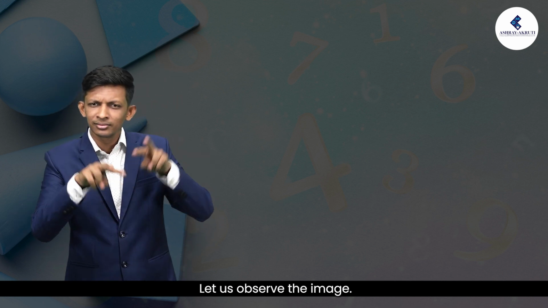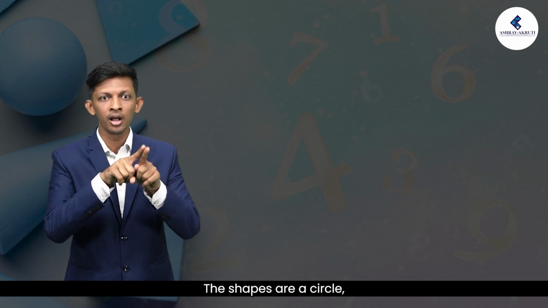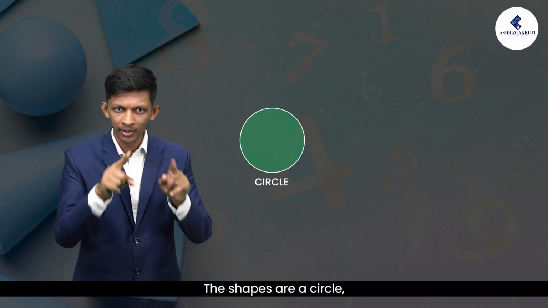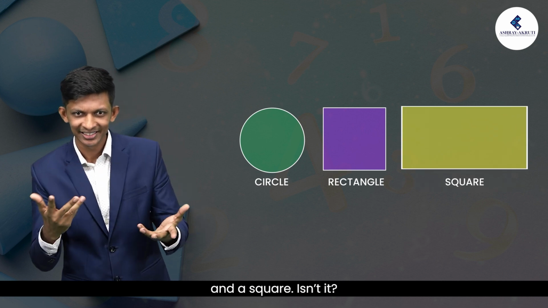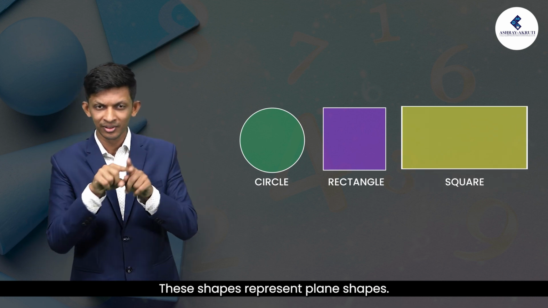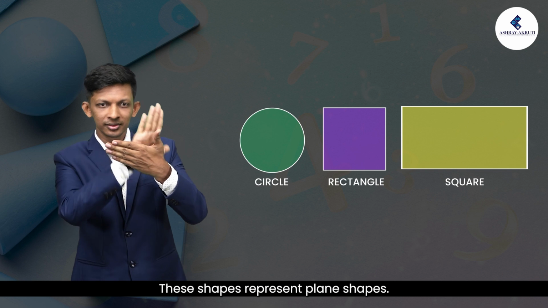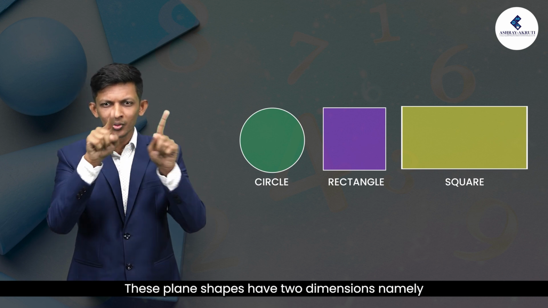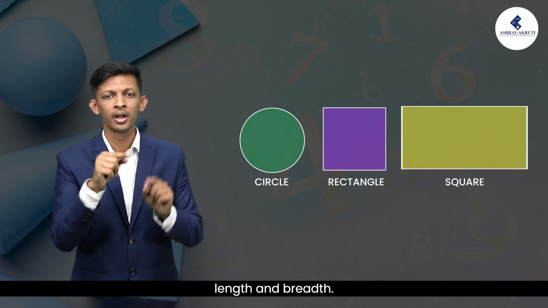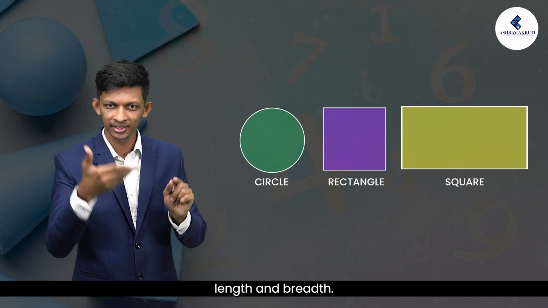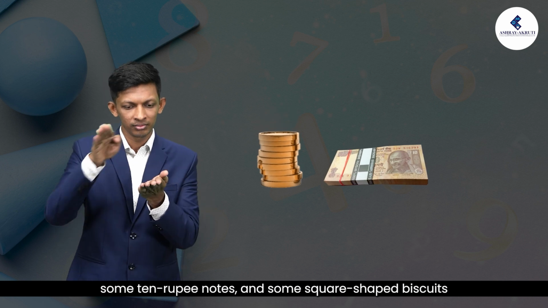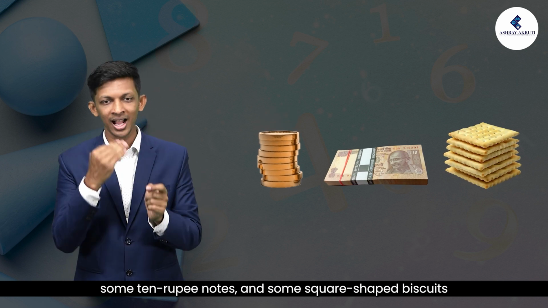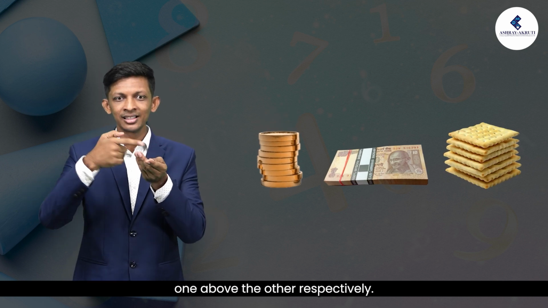Let us observe the image. The shapes are a circle, a rectangle and a square, isn't it? These shapes represent plane shapes. These plane shapes have two dimensions, namely length and breadth. Now, let us place some 2 rupee coins, some 10 rupee notes and some square shaped biscuits one above the other respectively.